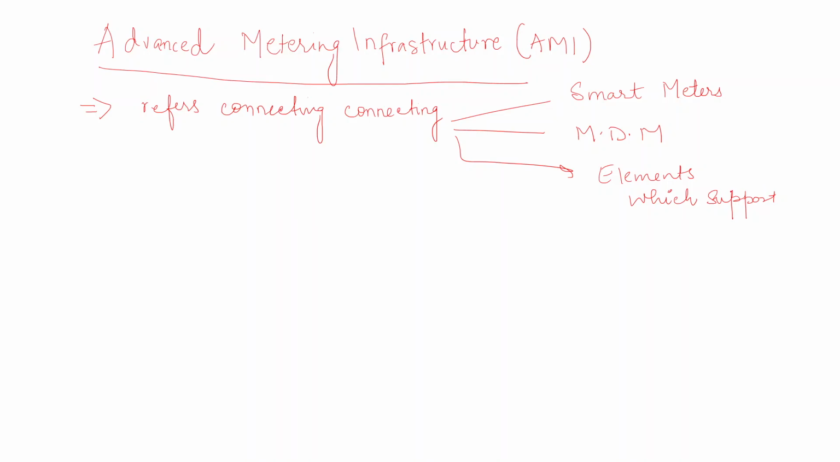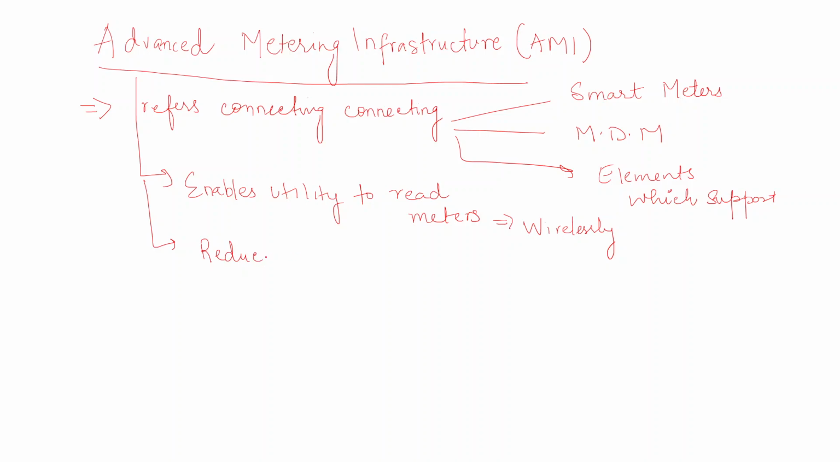So actually what does it allow? It allows meters to be read by the utility personnel over a wireless link. It enables the utility to read meters, and it can be done wirelessly. It also reduces the billing cost, the infrastructure use or the personnel use for electricity billing.